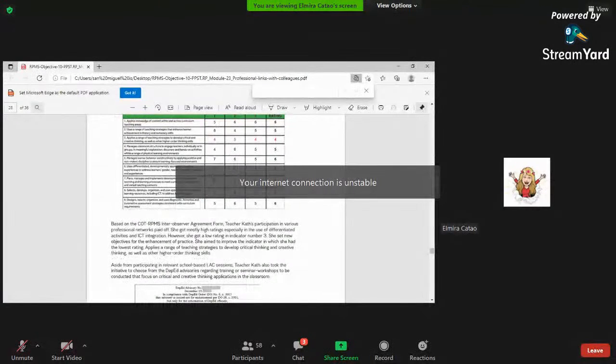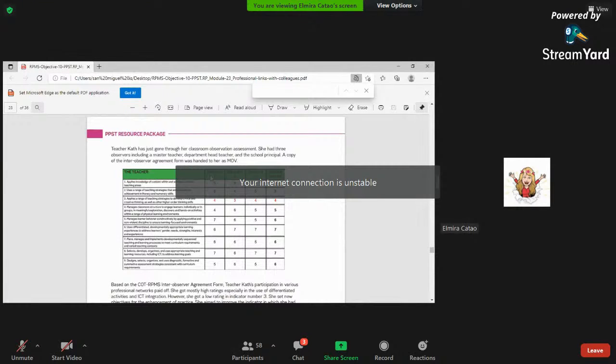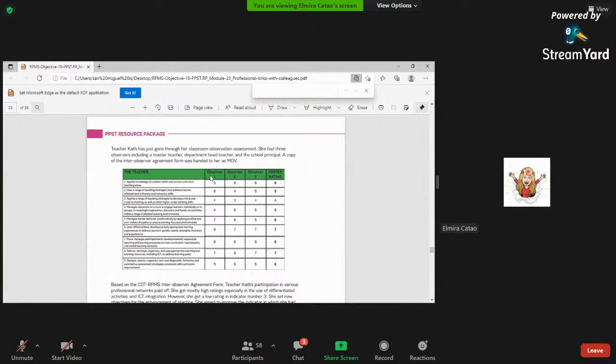So yung first CO, based on the COT-RPMS Inter-Observer Agreement Form, Teacher Kat's participation in various professional networks paid off. She got mostly higher ratings, especially in the use of differentiated activities and ICT integration. However, she got a low rating in indicator number 3. She set new objectives of the enhancement of practice. She aimed to improve the indicator in which she had the lowest rating.